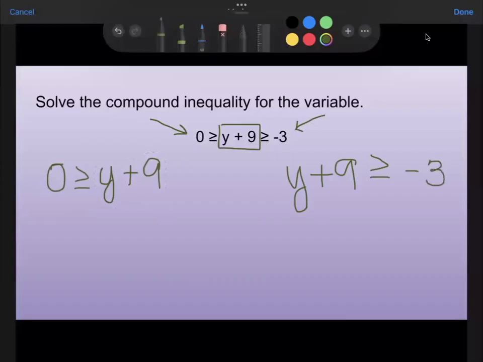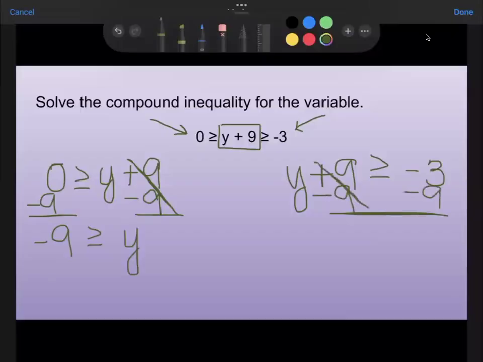Okay, now I'm going to go ahead and solve both. I'm going to subtract 9 from both sides here so that this cancels. I have -9 is greater than or equal to y. And on this side, I'm also going to subtract 9 from both sides. Cancel that. Y is greater than or equal to -12.